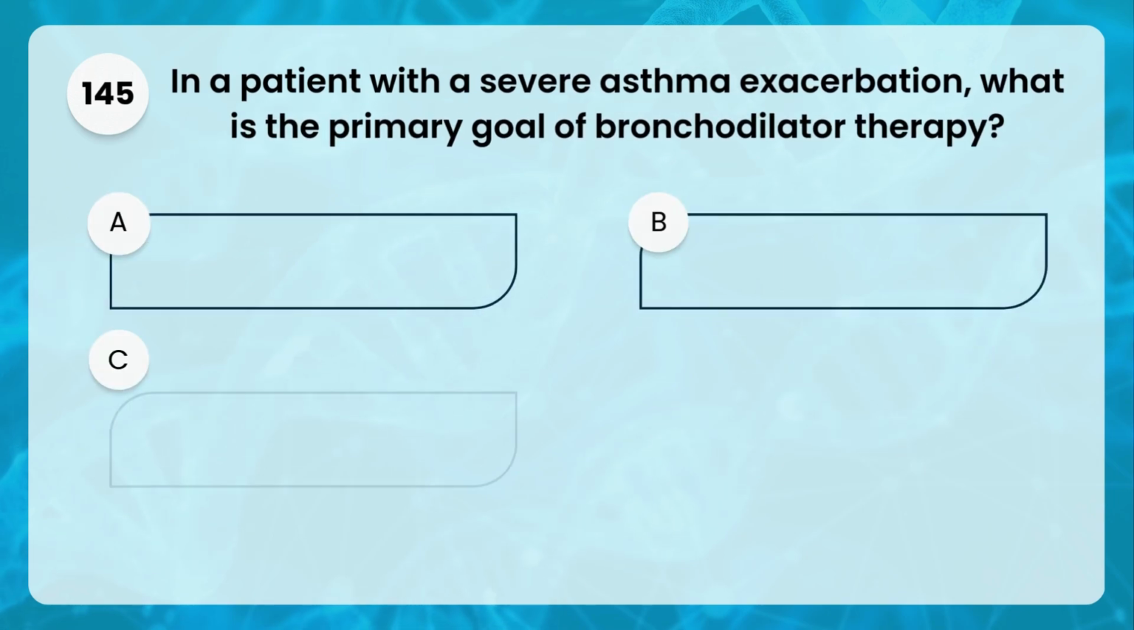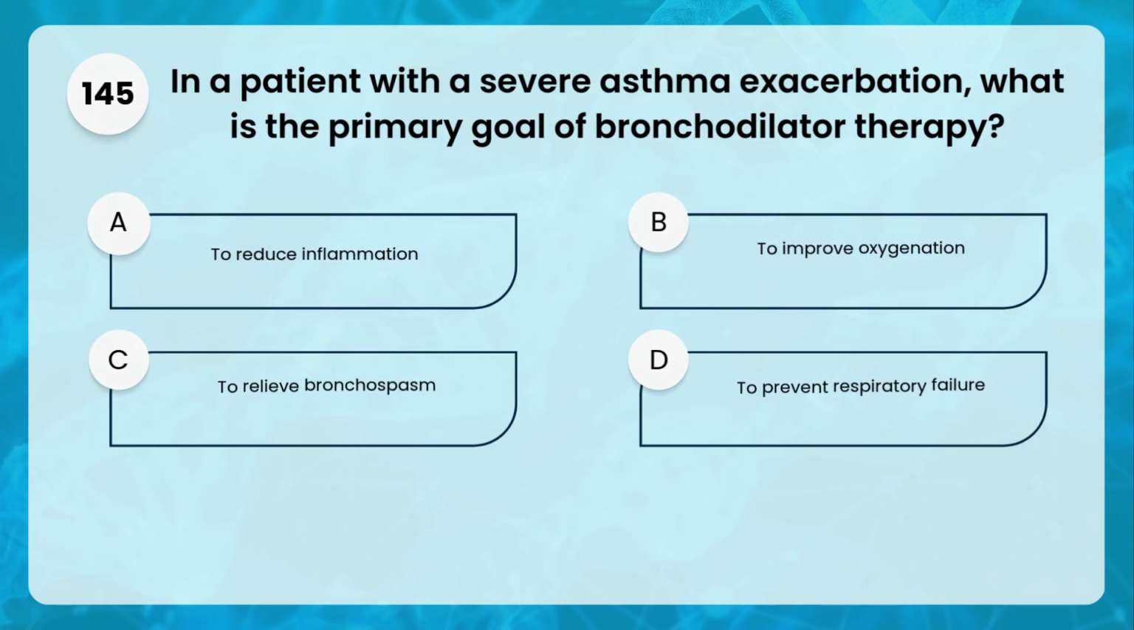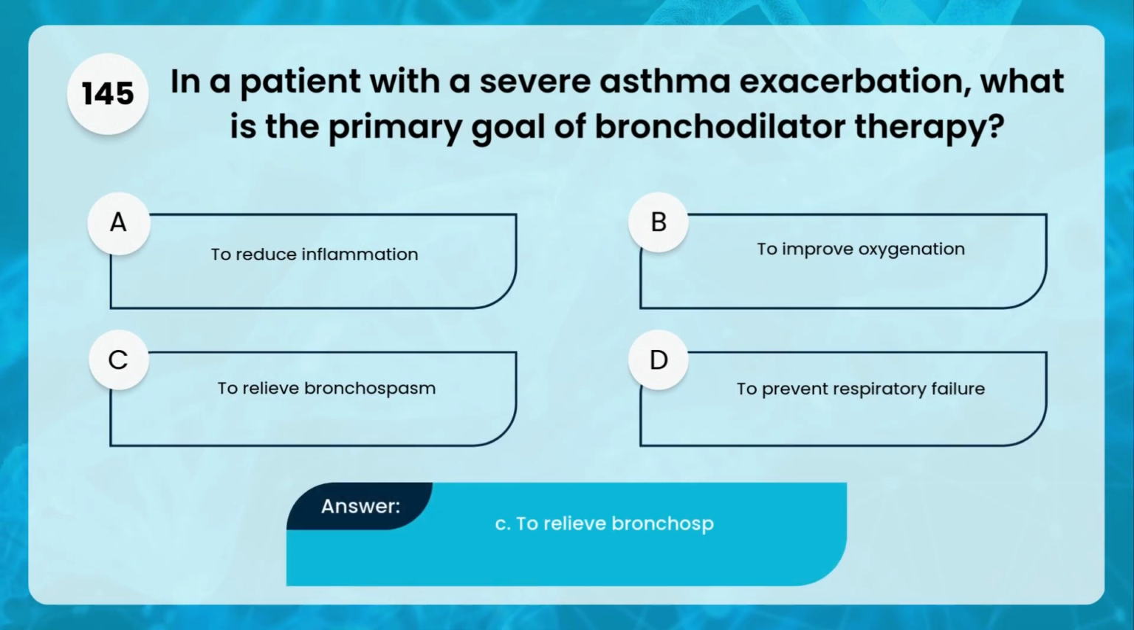145. In a patient with a severe asthma exacerbation, what is the primary goal of bronchodilator therapy? A. To reduce inflammation. B. To improve oxygenation. C. To relieve bronchospasm. Or D. To prevent respiratory failure. The answer is C. To relieve bronchospasm.